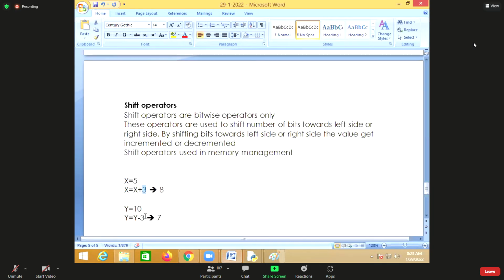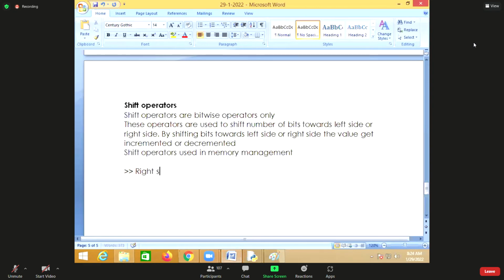But this 3 is a value, right? You are adding a value or subtracting a value. But I don't want to add or subtract a value. I want to add bits. I want to remove bits. Then I can go for which operator? Shift operators.